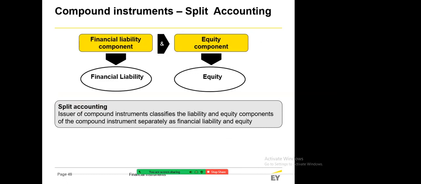Now coming to when you have a compound instrument and you have both financial liability and equity, how will you do the accounting? You need to do the split accounting in that case. Split accounting: the issuer of a compound instrument classifies the liability and equity components of the compound instrument separately as financial liability and equity. So you need to account for financial liability and equity separately.